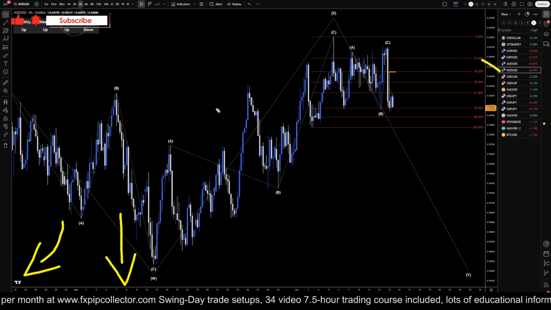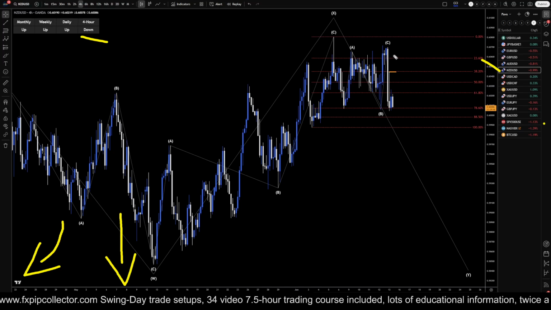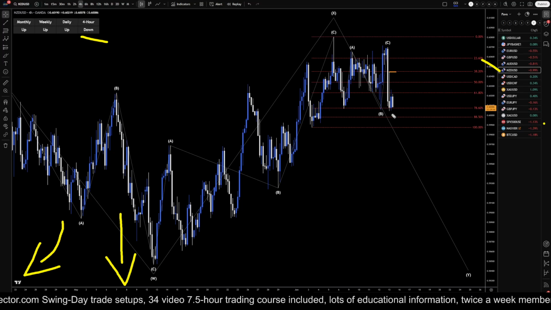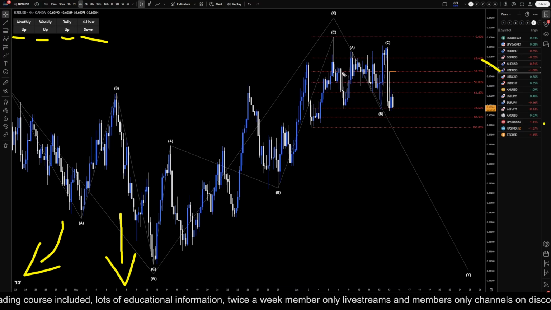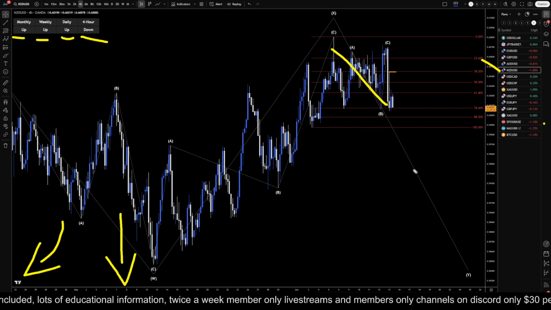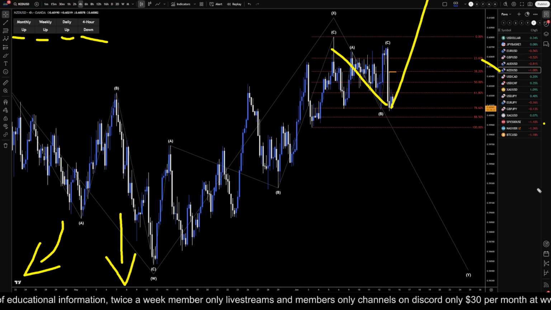So anyways, on the Kiwi dollar, we definitely did break down on the 4 hour time frame, as you can see. Pretty nice little break. But because the monthly, the weekly, and the daily is still up until we start getting significant breaks on the higher time frames, we do have to keep in mind that anything we see to the downside could possibly just be a pullback to the uptrend.